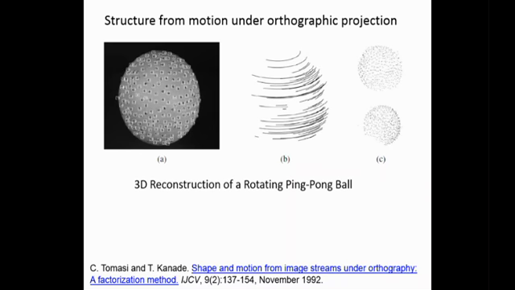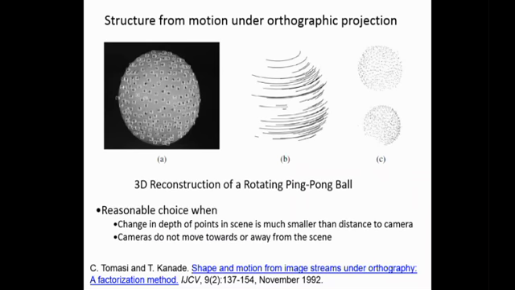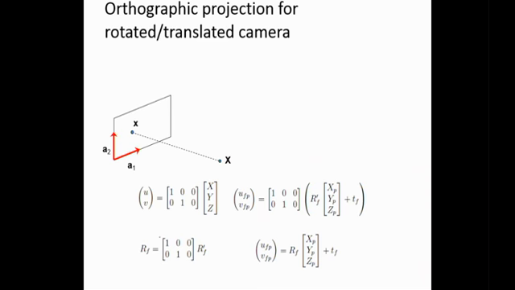And then we have tracks or correspondences of the points again, and we reconstruct the values from that. This assumption can work when the depth of the points in the scene is much smaller than the distances to the cameras, and the cameras are not moving towards or away from the scene, or at least that motion is really small compared to the lateral motion. The orthographic projection assumes that the position a point projects onto the image plane does not depend on the depth.